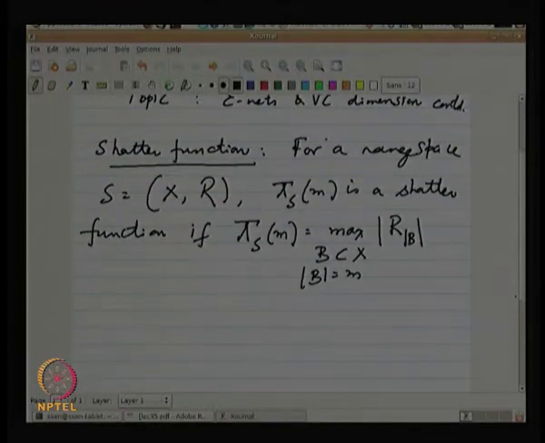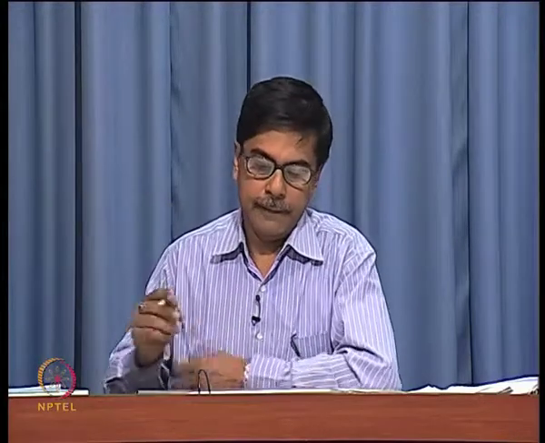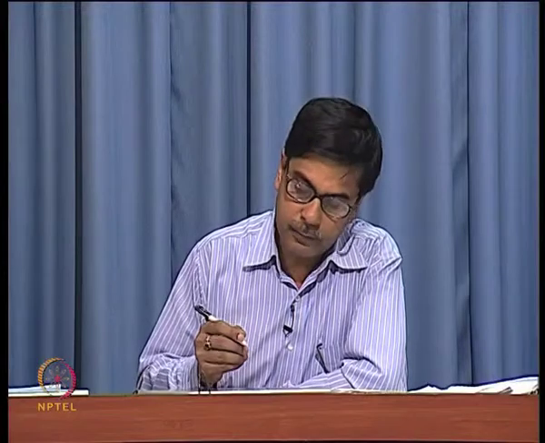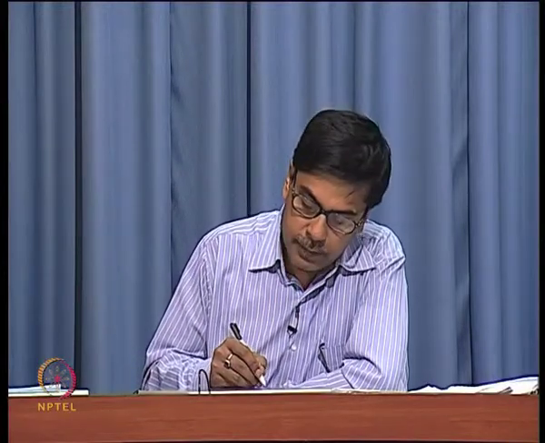So, for different m, it could take different values depending on the configuration of the points. Maybe for m equal to 2, it will be 5, maybe for m equal to 5, it will be like 20 or whatever, depending on what is the worst configuration of size m that leads to the maximum number of possible subsets, as defined by the range space. All right. So, this is the shattering function and the shattering dimension.